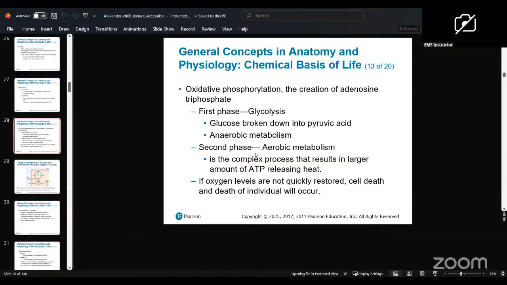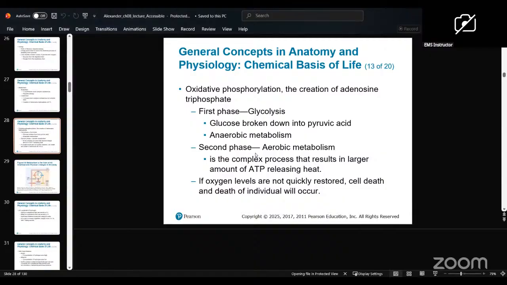When we get into the second phase, so this is our backup, our plan B, we're using aerobic metabolism. And this is a complex process that results in larger amounts of ATP being released, releasing heat, because we're trying to fuel it without as much oxygen. And if we don't get the oxygen levels back up quickly, we cause cell death and eventually death of the person.